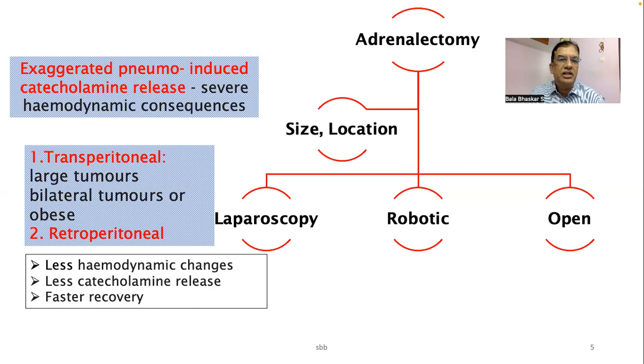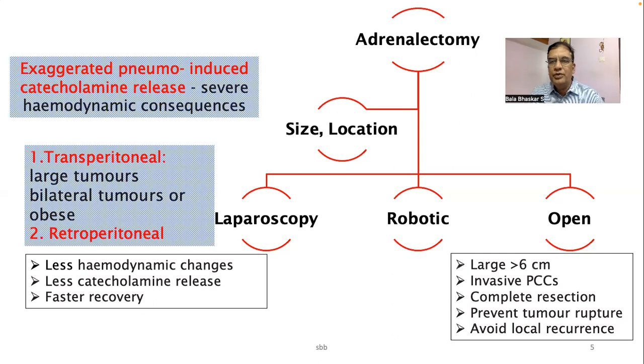And there are two approaches, the transperitoneal approach and the retroperitoneal. Transperitoneal is mainly used for large tumors or bilateral tumors or in obese patients. As is usual, laparoscopy's only limitation could be the risk of the pneumoperitoneum-induced catecholamine release, which can indeed precipitate significant hemodynamic changes. We'll come to that later. Open procedures are preferred for large tumors, more than 6 centimeters, invasive PCCs, that is pheochromocytomas, complete resection whenever it is required, or to prevent tumor recurrence or avoid local recurrence also.